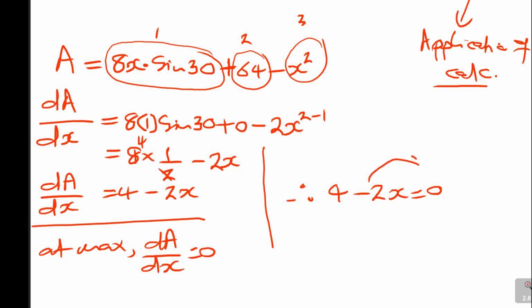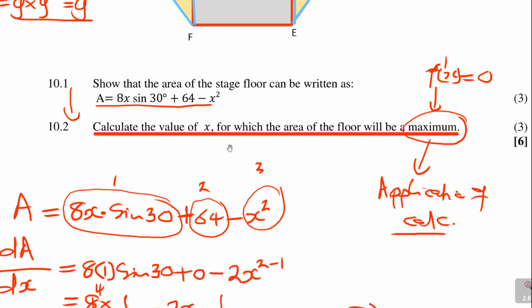Of course, you take 2x to the other side since it's negative that side. 4 is equal to 2x. You divide by 2 on both sides. What you have is that x is equal to what? x is equal to 2. This becomes the answer, and the question here was what? Calculate the value of x for which the area of the floor will be maximum. That's the answer there.